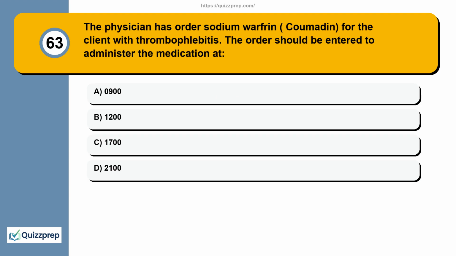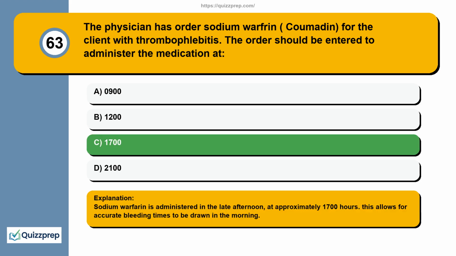Question 63. The physician has ordered sodium warfarin, Coumadin, for the client with thrombophlebitis. The order should be entered to administer the medication at 0900, 1200, 1700, 2100. Sodium warfarin is administered in the late afternoon, at approximately 1700 hours. This allows for accurate bleeding times to be drawn in the morning.